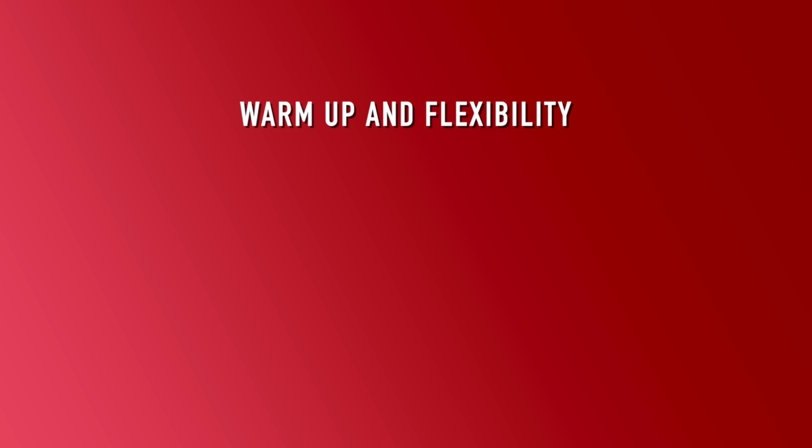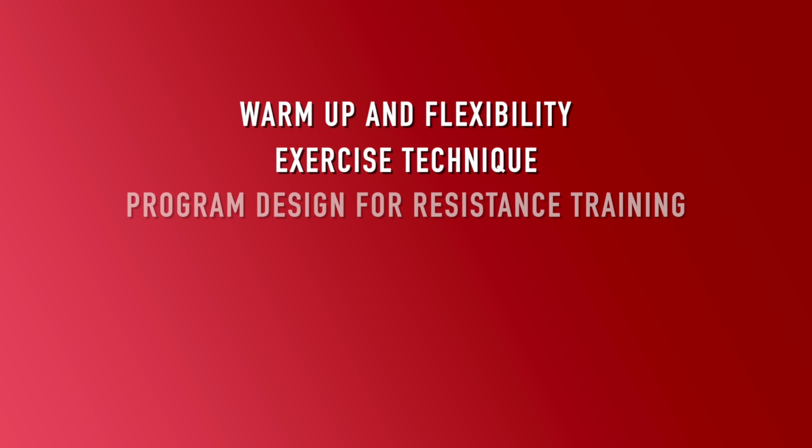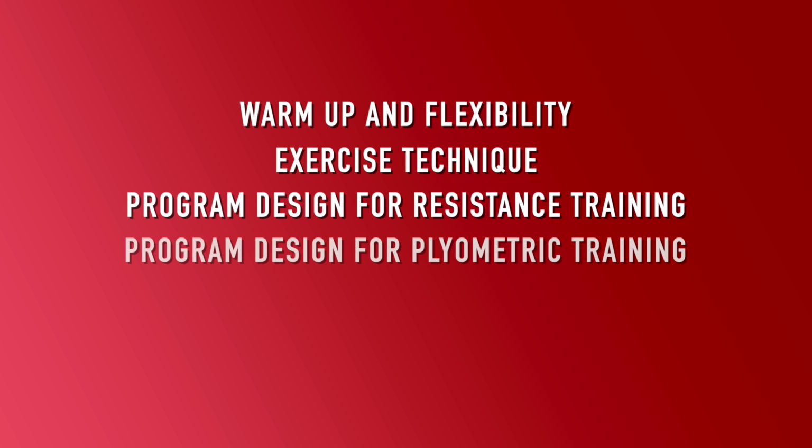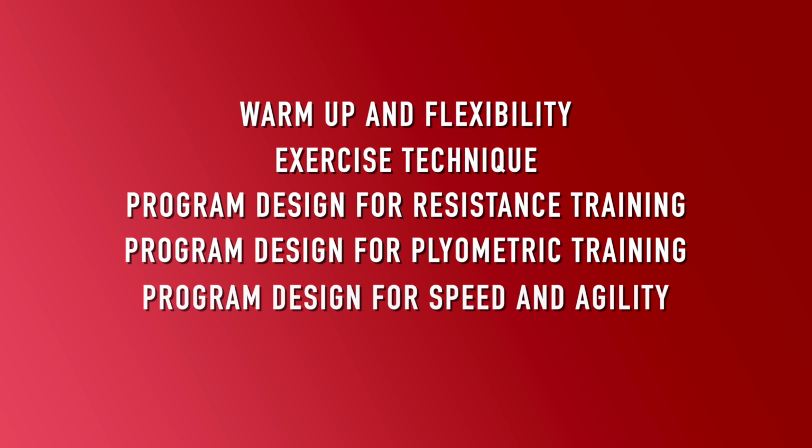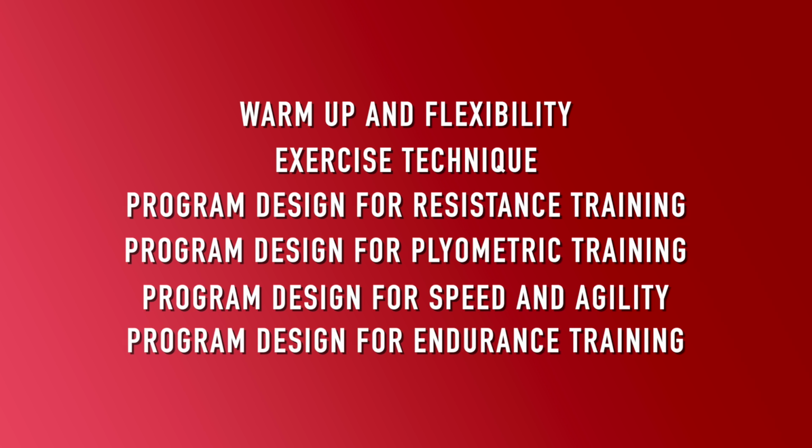Okay, through the second portion of the book, we have chapters 12 through 24. This covers things like warm-up and flexibility, exercise technique, program design for resistance training, program design for plyometric training, program design for speed and agility, as well as program design for endurance training. Basically, how to write strength and conditioning programs for a very wide range of athletes, whether it be cross-country runners or power athletes like a track and field shot put athlete or a sprinter, or a field sport athlete like a soccer or a field hockey player.